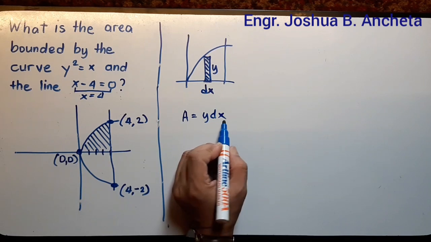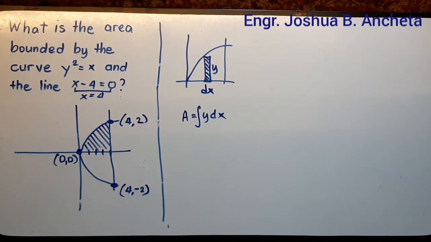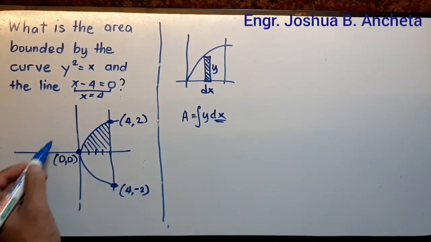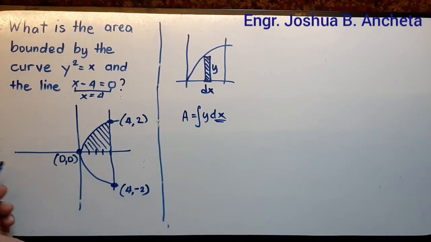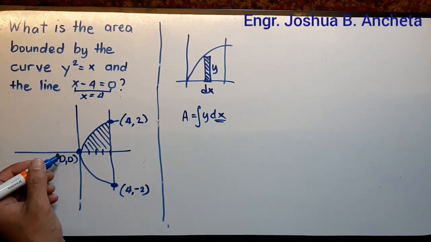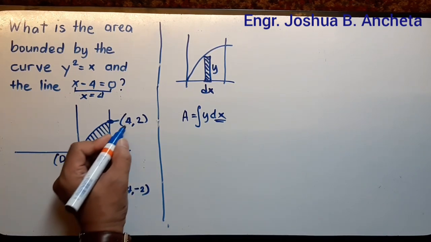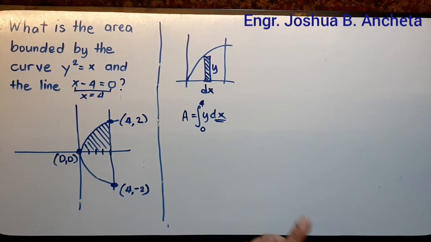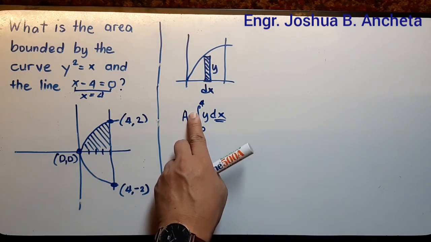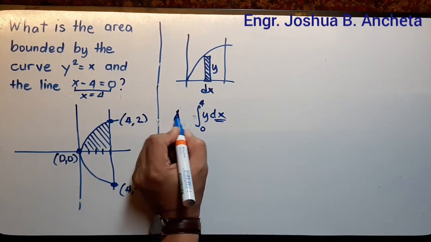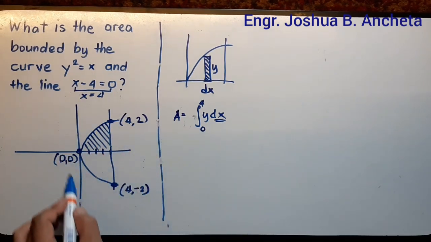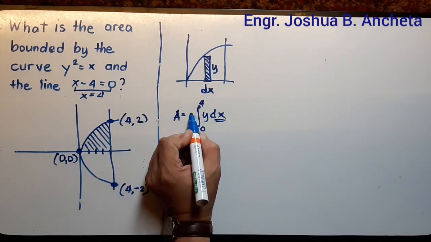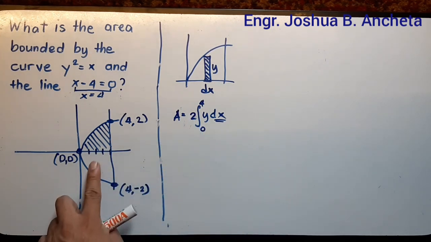But since there is dx here, we need to integrate this. And the limit should be in terms of x. So going back to this original drawing, the limits in terms of x will be 0 and 4. There is a symmetry. So to get the total area of the bounded region, the total area should be times 2, so we can cover the lower portion.